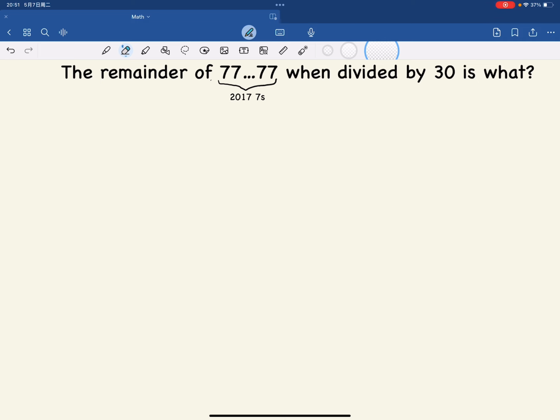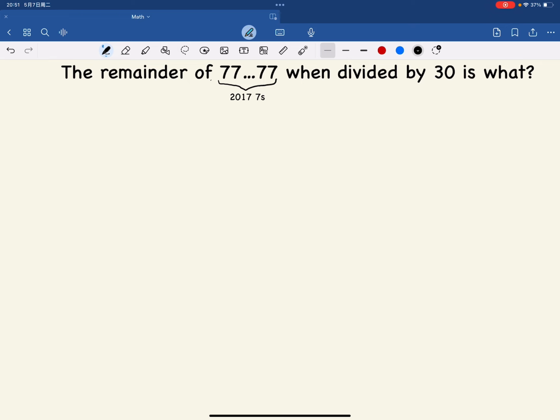So now the second way, as I said, is by utilizing the division properties of different numbers. And in this case that is 3 and 10, because 3 times 10 equals 30. So if we find a number that is divisible by 3 and 10, we can know that the number is divisible by 30.